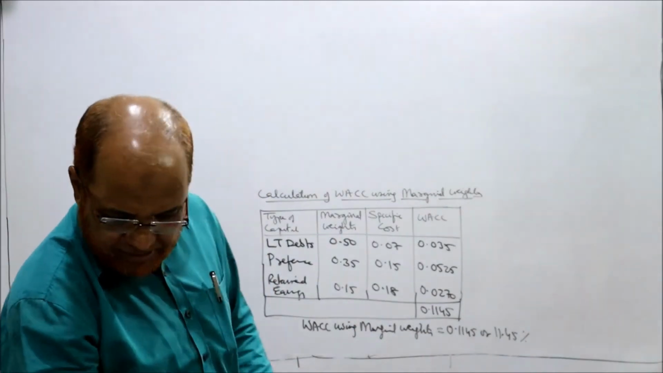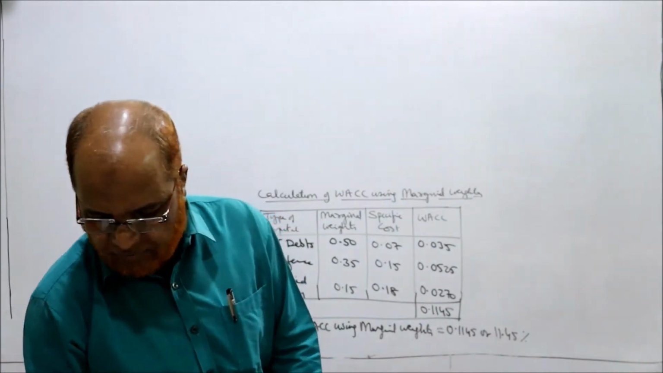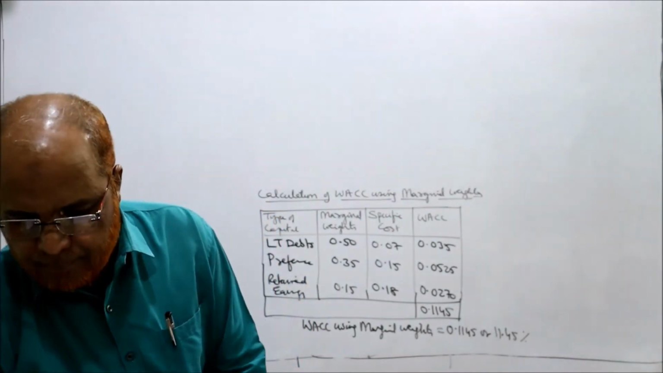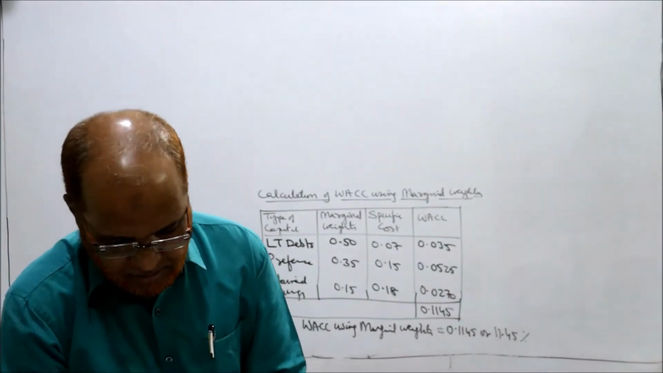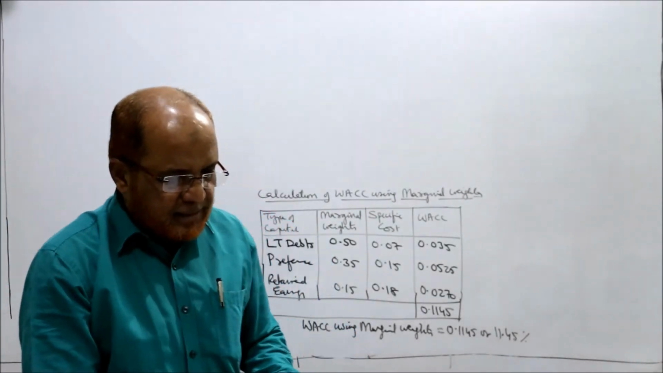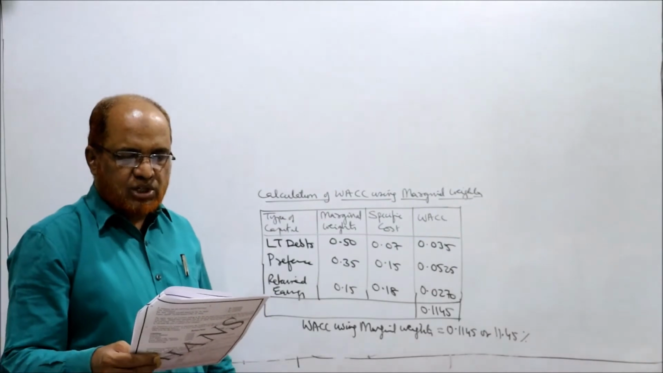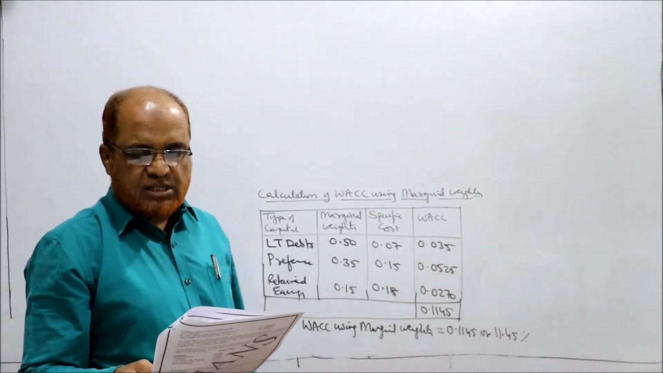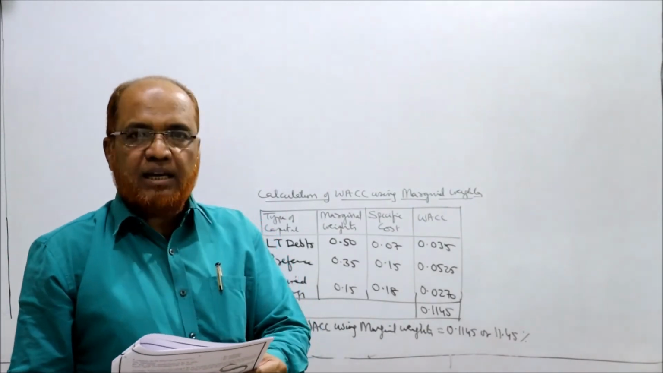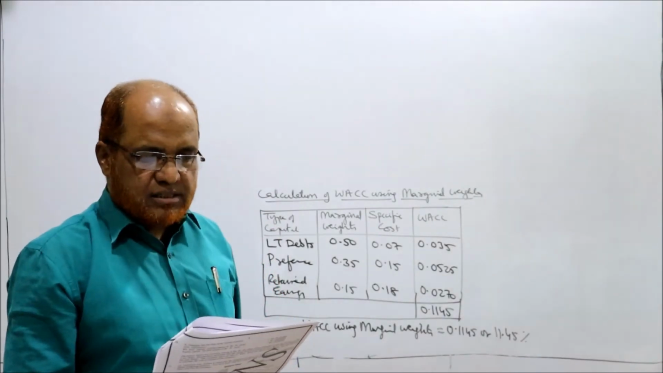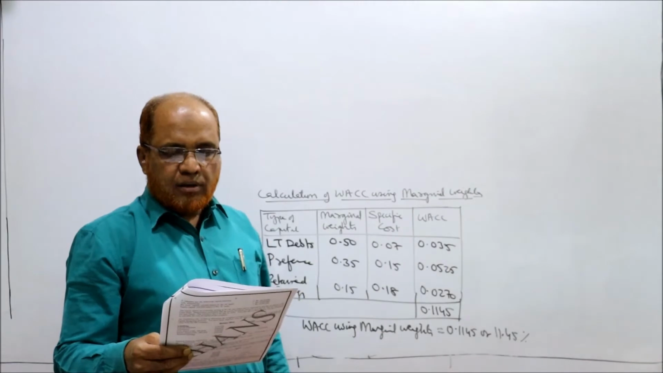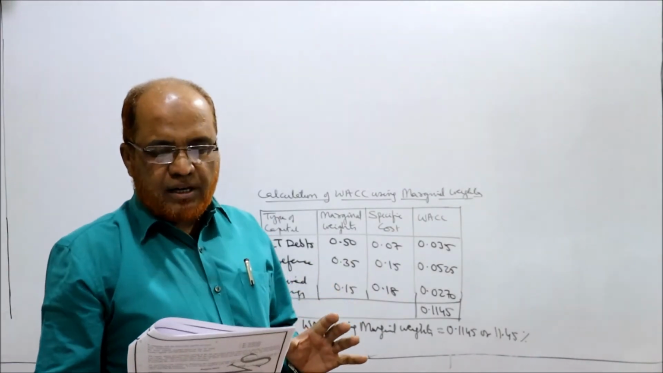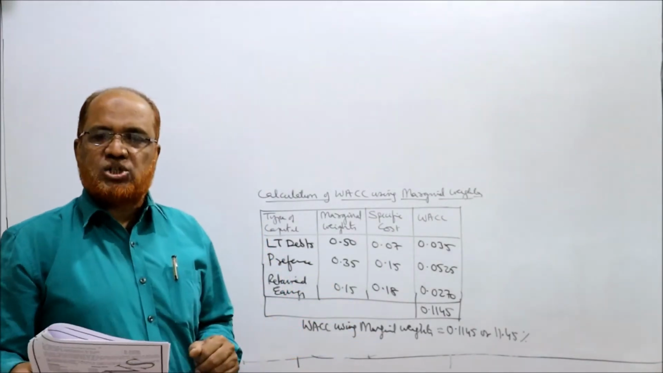Now, problem number 21. See the problem number 21. In considering the most desirable capital structure for a company, the following estimates of the cost of debt and equity capital after tax have been made at various levels of debt equity mix. So finding out the most desirable capital structure.